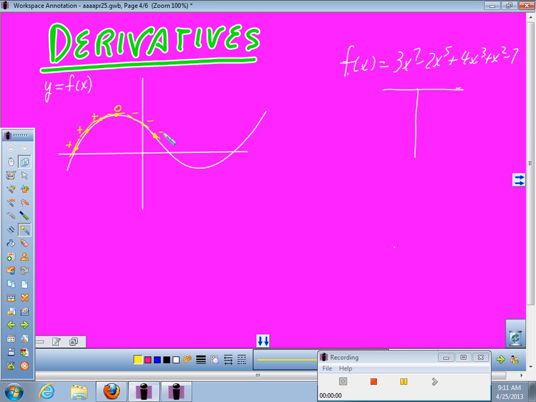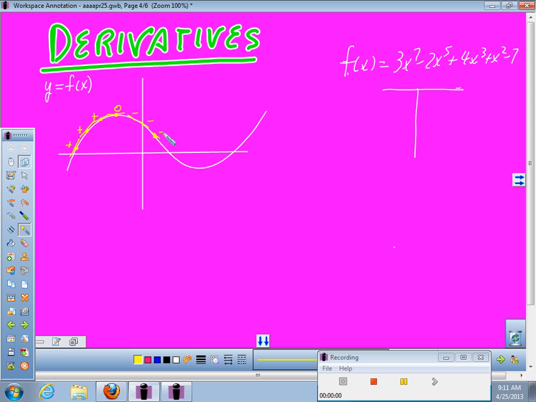So they said, hey, if I could figure out the slope of the tangent lines everywhere, I'll know when the slopes are positive, my graph's going up. When I get to 0, that could be a peak or a valley. And then when it's negative, I know my graph's going down. So their goal was to find out what's the slope of a tangent line. Okay. But you've got a problem.